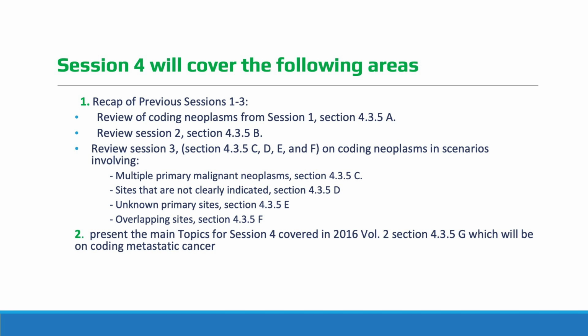Session 4 begins with a thorough recap of the material covered in sessions 1 to 3, ensuring that participants have a solid grasp of the fundamentals before moving to the more complex topics. This review encompasses a wide range of neoplasm coding scenarios, including multiple primary malignant neoplasms, ambiguous site indications, unknown primary sites, and overlapping sites. After reinforcing knowledge, the session transitions to its focus on the intricacies of metastatic cancer coding.